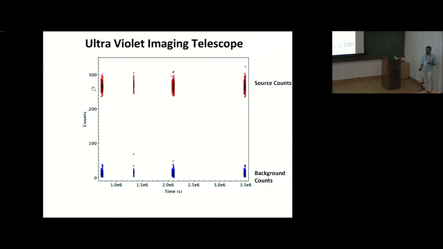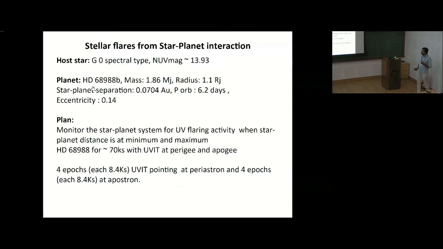So the point is, if there is any transient, UV transient in the field of any observation, how to detect it. One such science case which we did is stellar flares from star-planet interaction. The idea is that a host star hosting a planet which is very close by, a hot Jupiter, at a separation of less than 0.1 AU, because of the planet crossing the magnetic flux tubes of the star, stellar flares can happen. So whether we can detect those flares in UV.